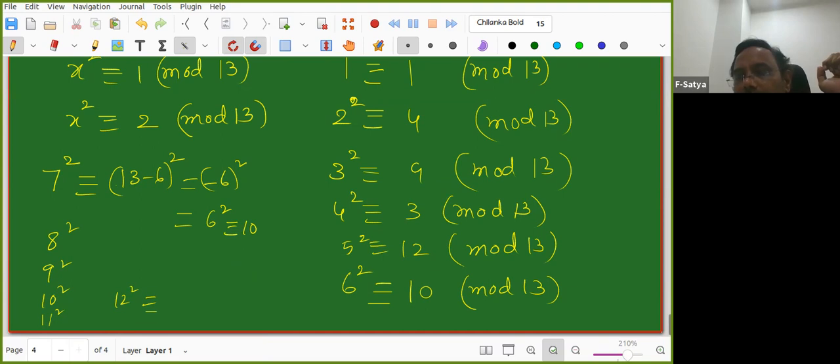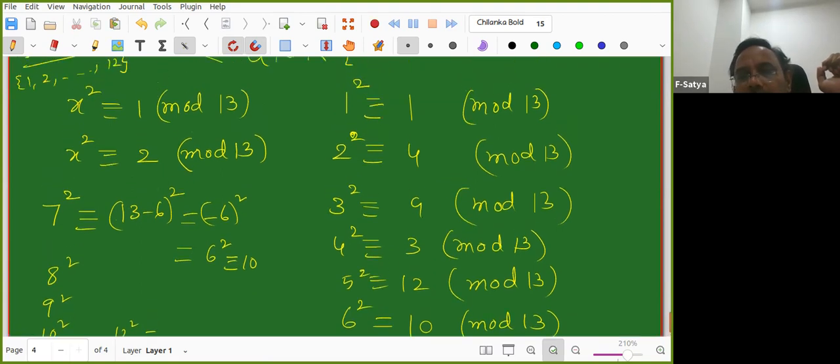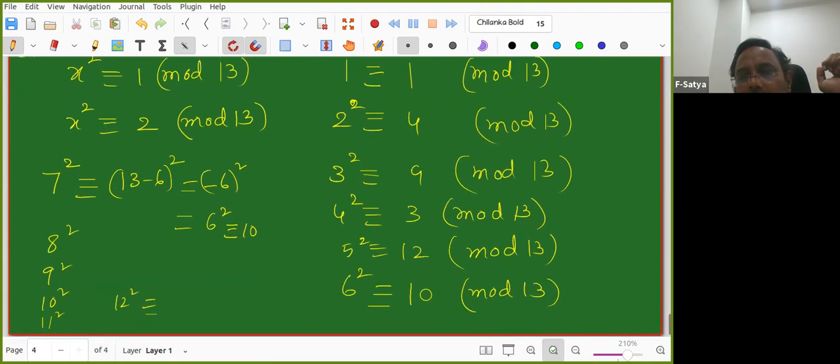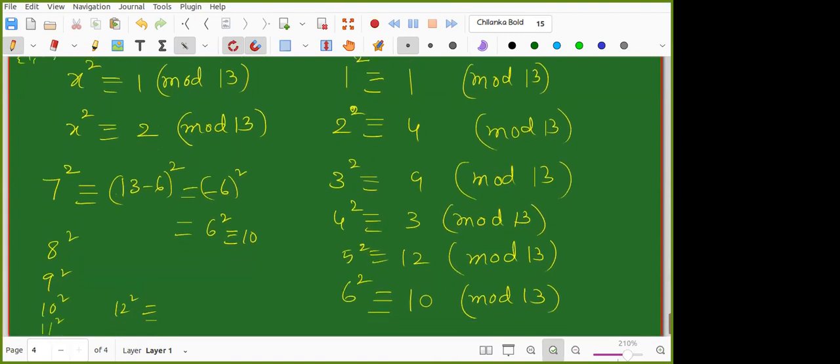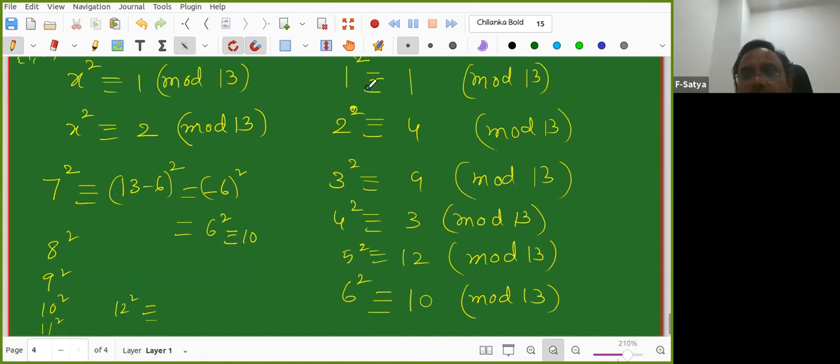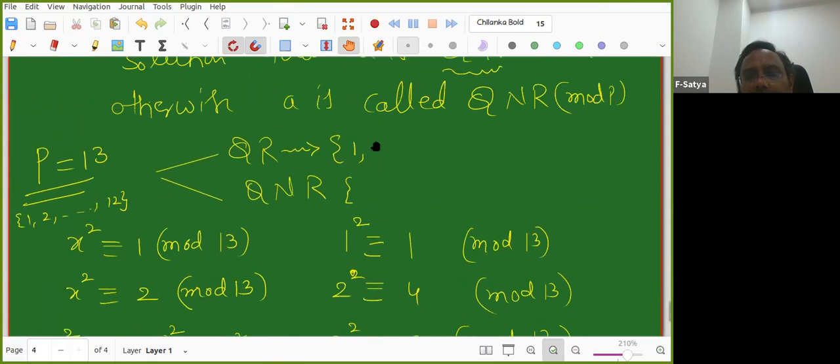Now can you predict what are the quadratic residues? 1, 4, 9, 3, 12, and 10. Very good. These are the quadratic residues because x² ≡ 1 mod 13 has a solution, x² ≡ 4 has a solution, x² ≡ 9 has a solution, x² ≡ 3 has a solution, and x² ≡ 12 has a solution. These are quadratic residues. Remaining are quadratic non-residues.